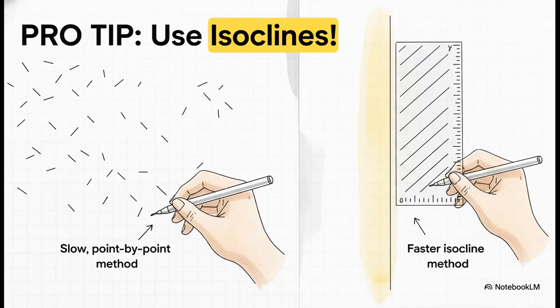Now here's a little pro tip to make your life a whole lot easier. Look for isoclines. These are just curves where the slope is constant. For example, if you have y prime equals x, think about it. The slope is the same all the way down any vertical line. Finding these allows you to sketch out huge chunks of the field all at once. It's a total time saver.